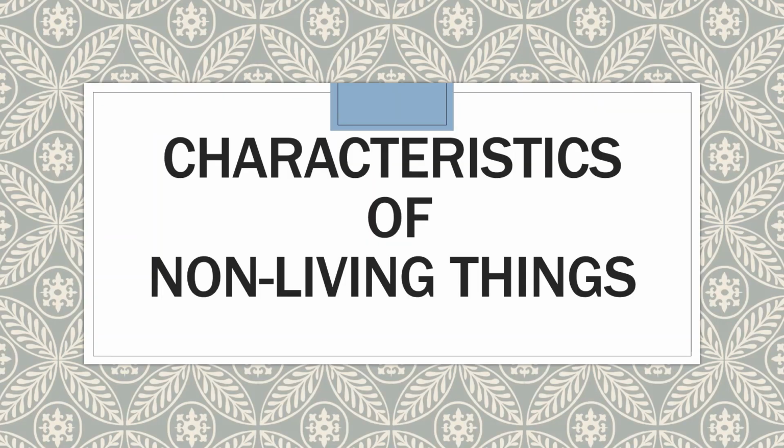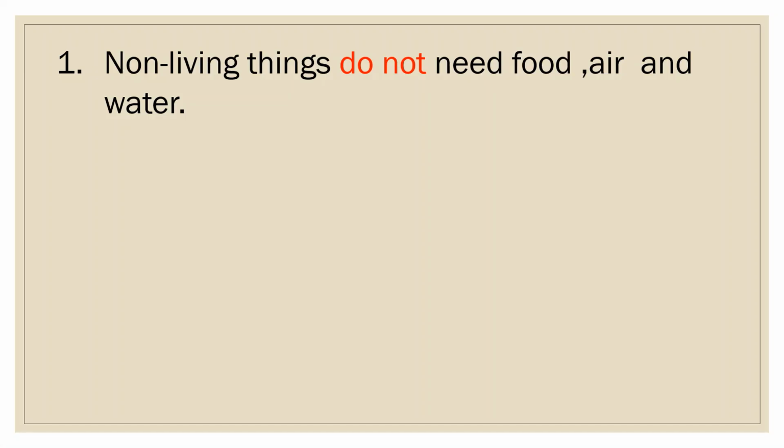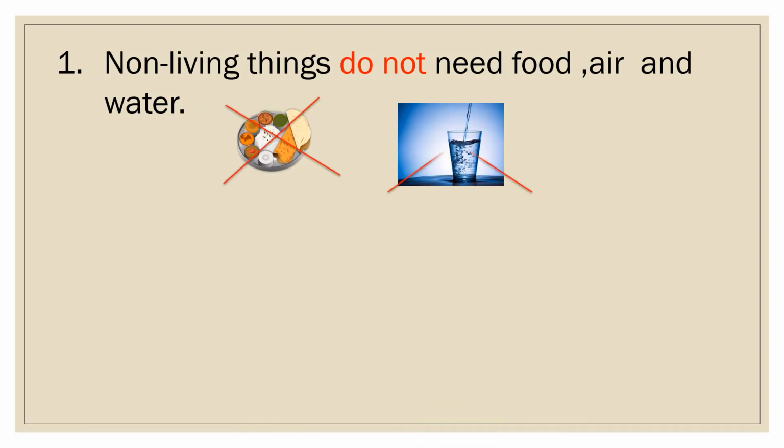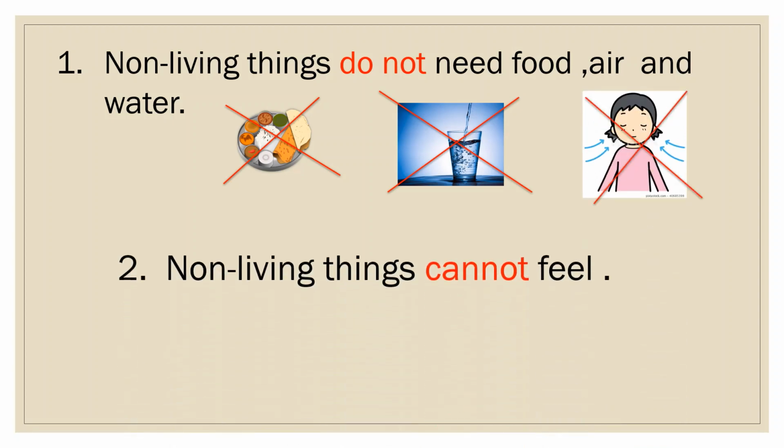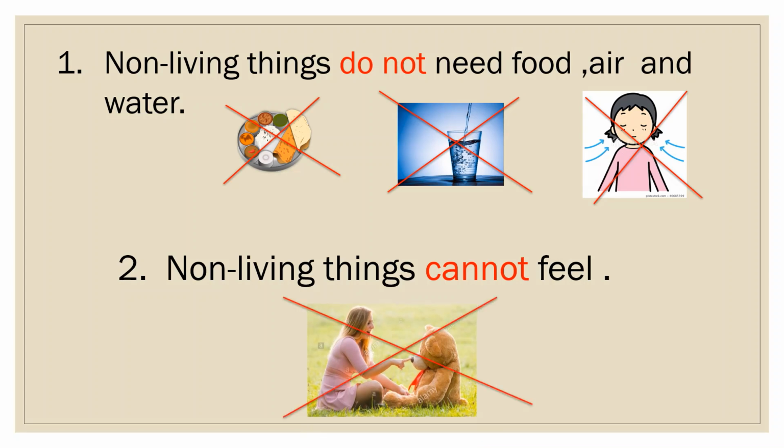Characteristics of non-living things. The first characteristic is non-living things do not need food, air, and water. Second characteristic is non-living things cannot feel because non-living things have no life. They don't respond to anything.